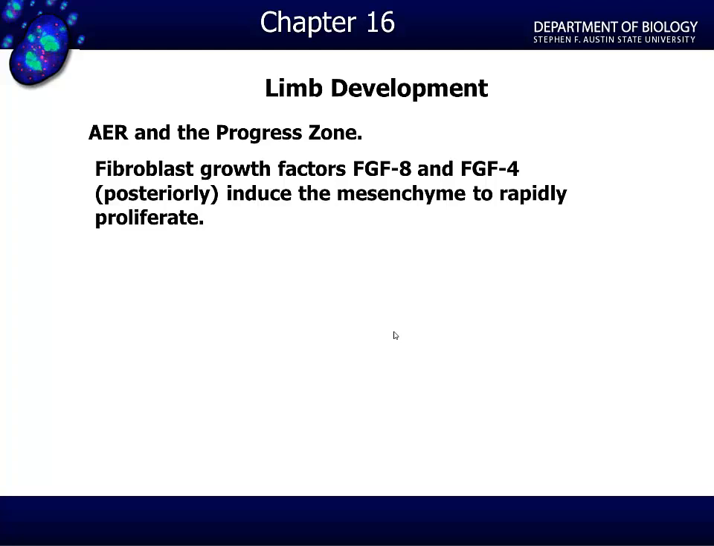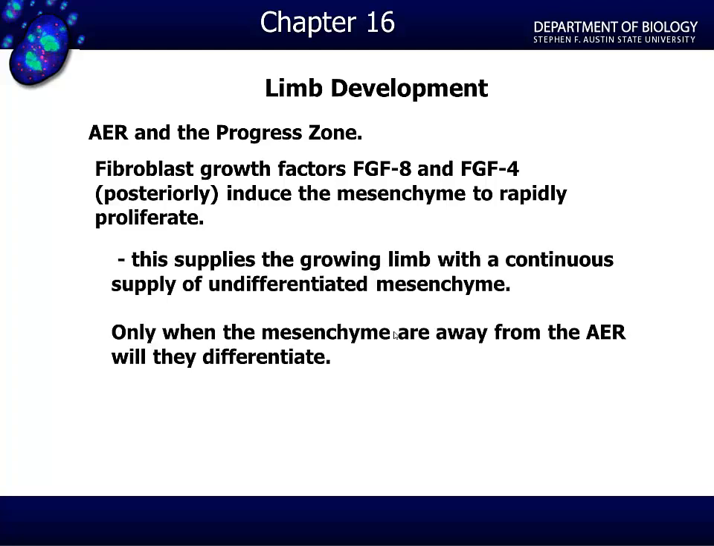Now, the signals that we see certainly are fibroblast growth factors 8 and 4. These are going to be produced by the apical ectodermal ridge, and they are going to induce the cells of the progress zone to continue to stay in a state of mitotic activity. Again, as this happens, you're going to extend the limb. This is the growing portion of the limb.